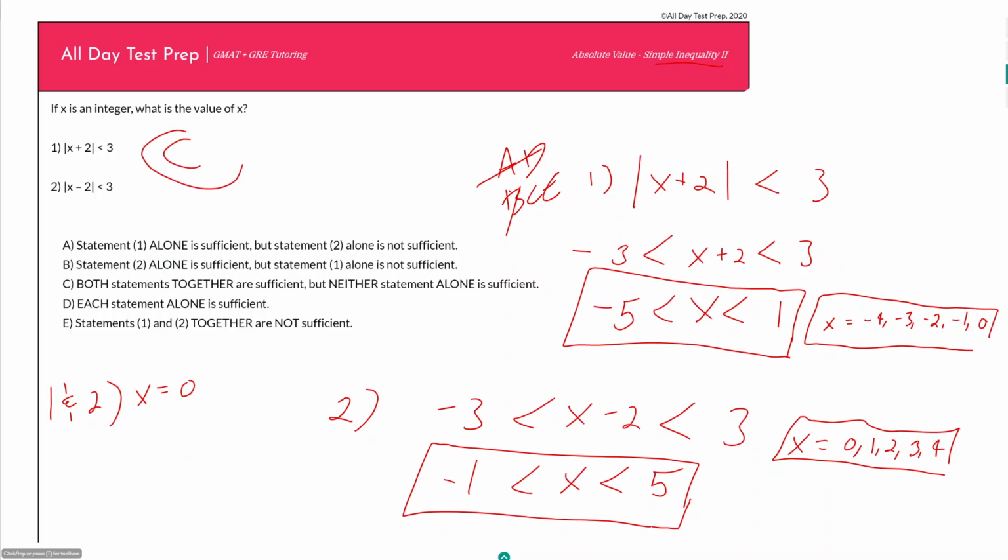The answer is C. Or, most likely, you won't have written them all out like this, and in that case, you can do what we did in the last video and just think about it. If we break down our left side extremes and our right side extremes from our two statements and combine them, on the left side, we know x has to be greater than -5, but x also has to be greater than -1.